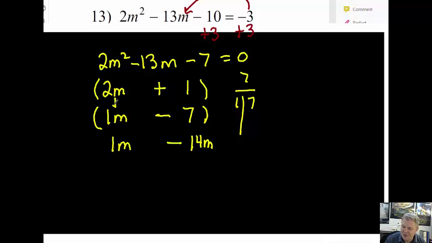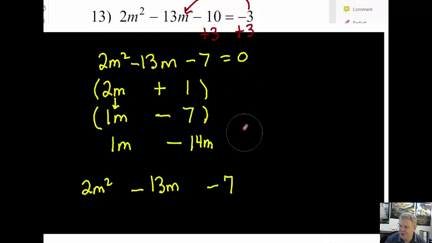So let's see, did this work? 2m times 1m is 2m squared. So a times a, the first times the first, gives me that. The last times the last, 1 times -7 is -7. And when you cross multiply -14 and +1, that is -13. So yep, that does work. That gives me exactly what I started with. So that is my factors.